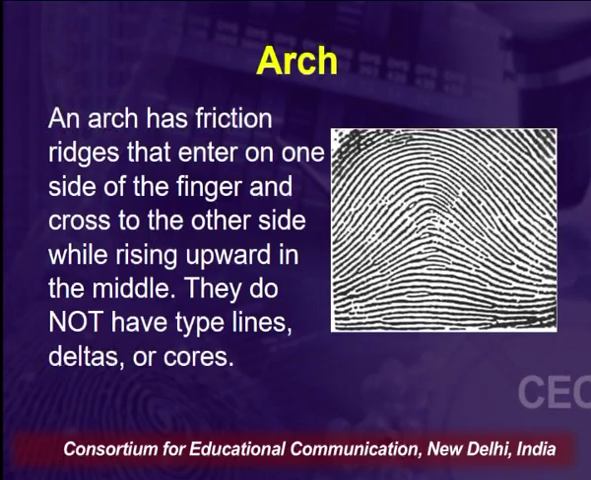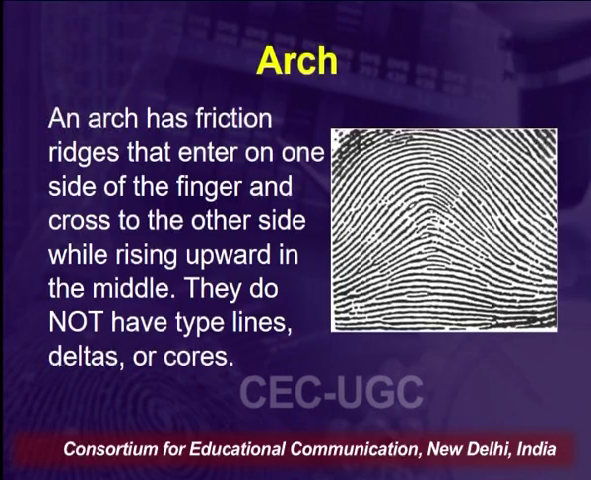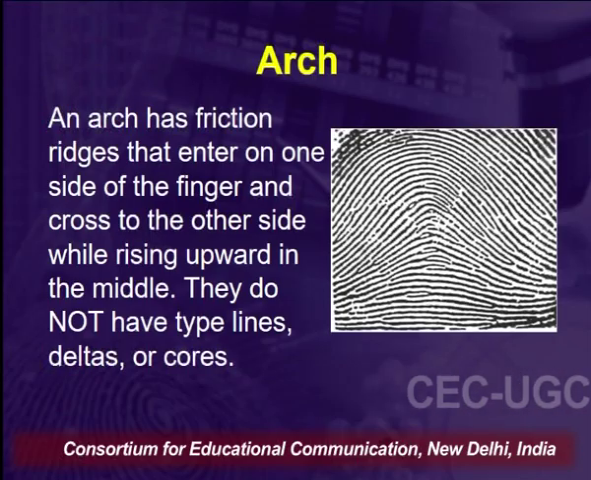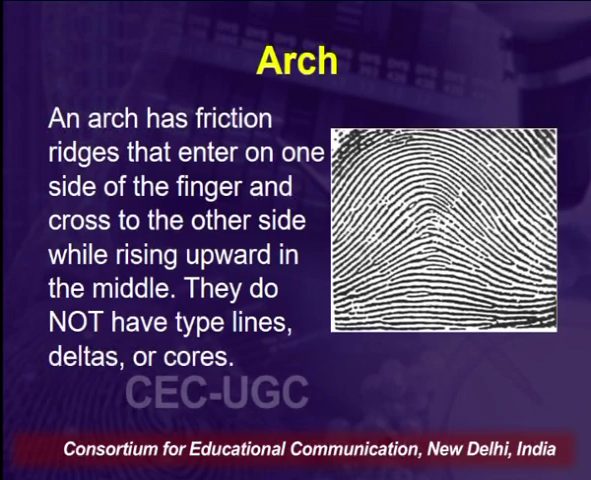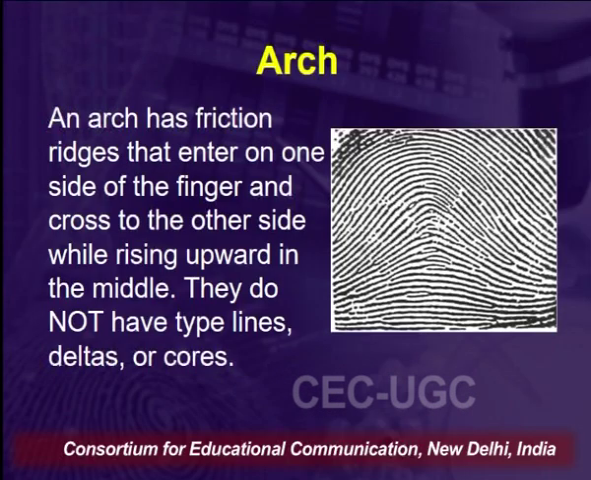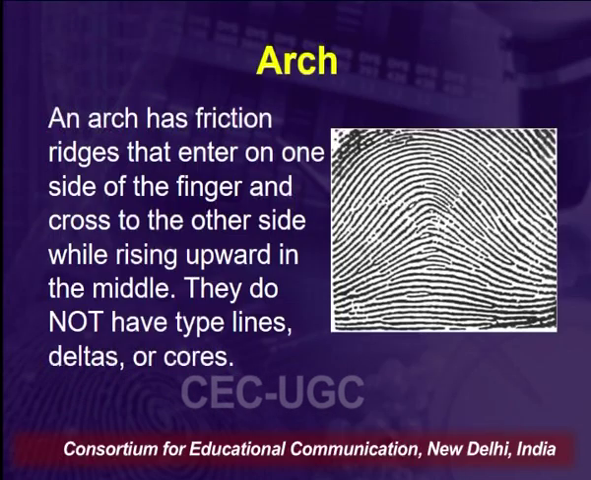Then Francis Galton divided the fingerprints into different parts: arch, loop and whorls. Arch is a pattern which has friction ridges that enter on one side of the finger and cross to the other side while rising upward in the middle. They do not have any type lines, deltas or cores. So the simplest fingerprint pattern which we talk about is the arch.